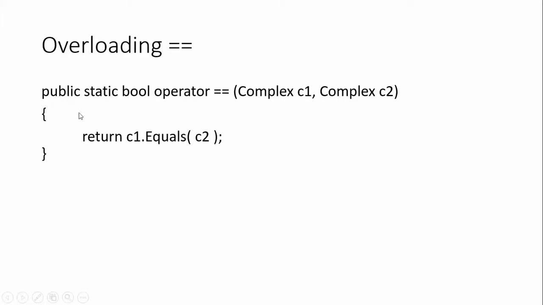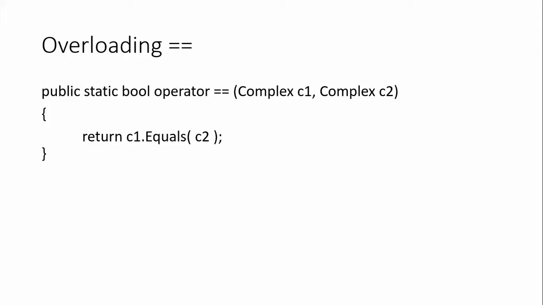So we're going to get something like this. It's a public static function, and it returns bool, operator, double equals, and there are two parameters. So we're going to compare two complex numbers. And then all we need to do here is just use our equals function. We can say, is the first thing equal to the second thing?